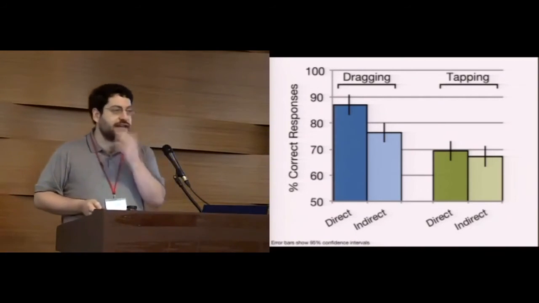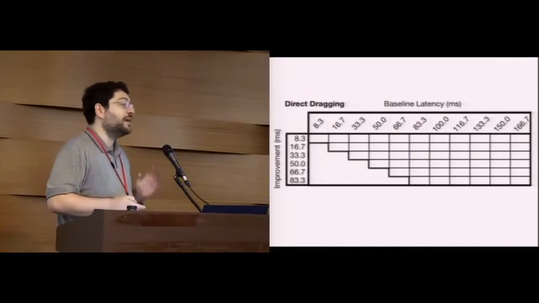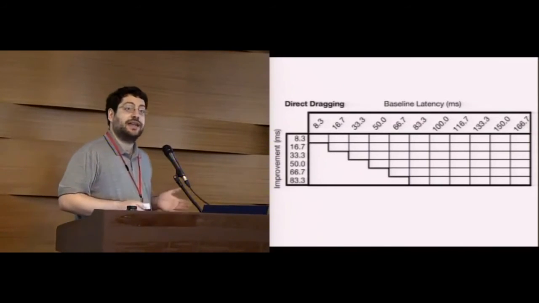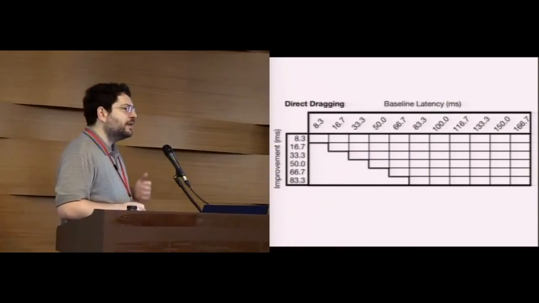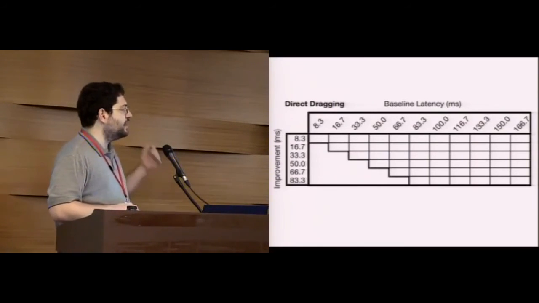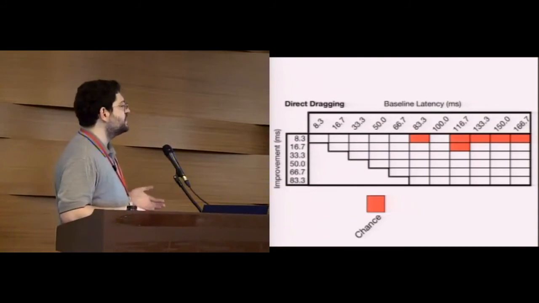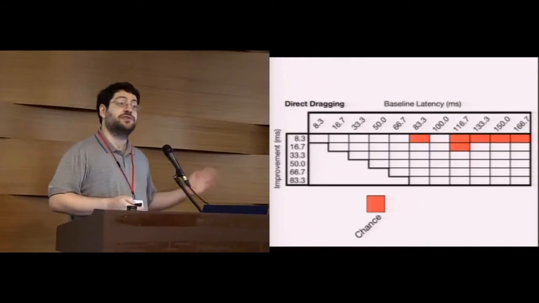Now let's take a look at this data in a slightly different way. So here's the chart, or the table, that we had earlier. And we're going to start with looking at the direct dragging data, and we'll come back to the other three conditions in just a minute. And what we're going to do is color code each cell according to the overall performance. So the first ones are chance performance. These are statistically indistinguishable from 50% performance.